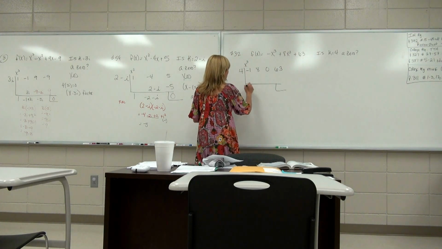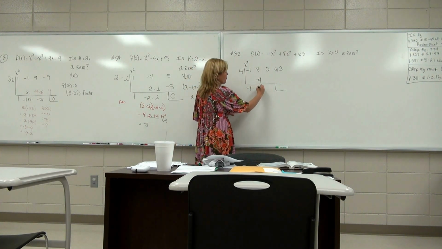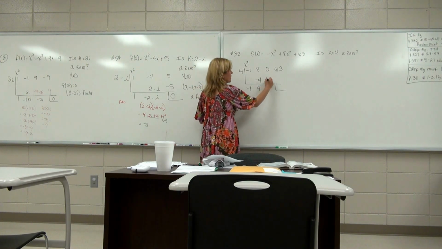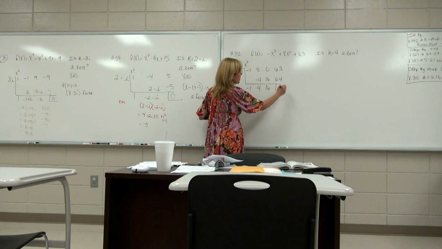You brought down the negative 1. 4 times negative 1 is negative 4. 8 minus 4 is 4. 4 times 4 is 16. 4 times 16 is 64.